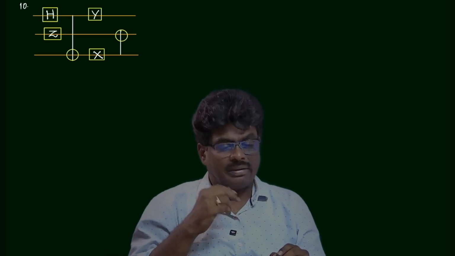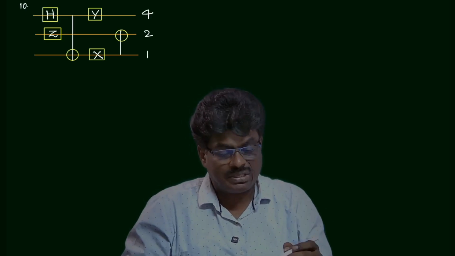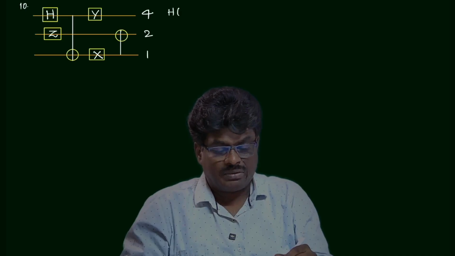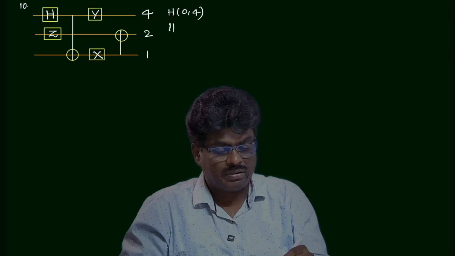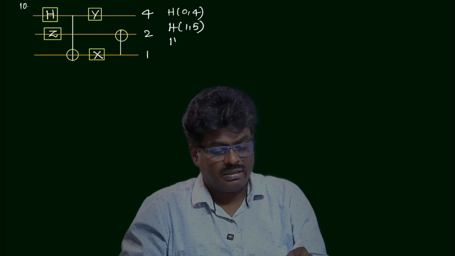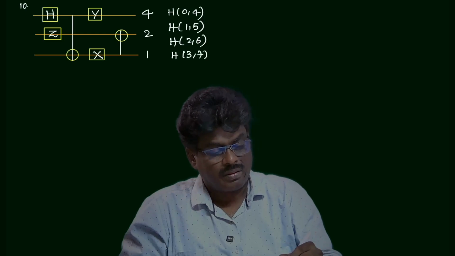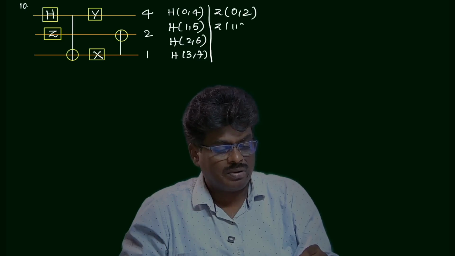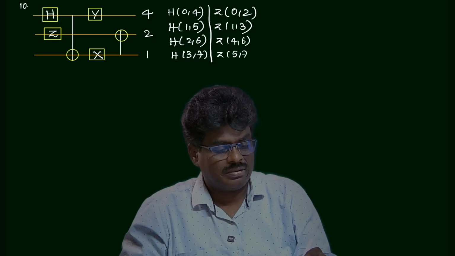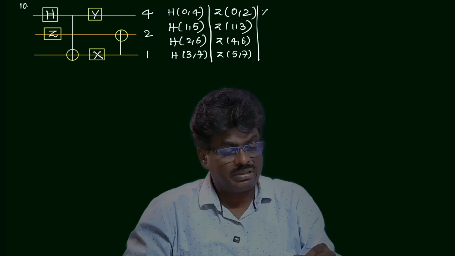So here this is the next quantum circuit, and 3 qubits 1, 2, 4. Let me write the operations. Okay, so this is H on 0 comma 4, and add 1, next add 2, next Z on 0 comma 2, 1 comma 3, 4 comma 6, 5 comma 7. Next we have C naught.